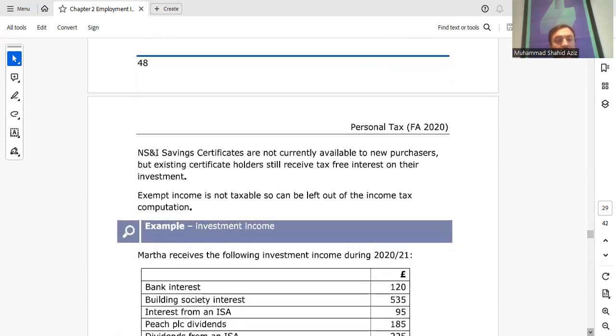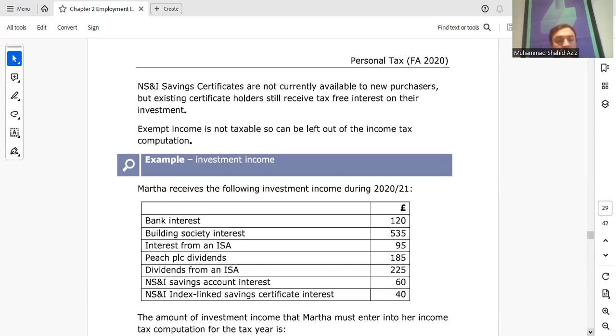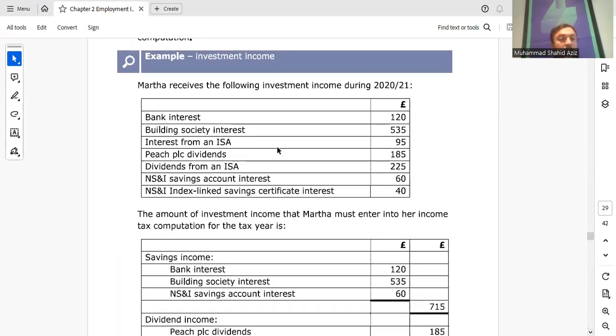So let's see an example to understand more. Martha received the following investment income during 2020-21. What we need to do is see which income is taxable and which one is not. Bank interest 120, yes, it is taxable. Building society interest 535, yes, it is taxable. Interest from an ISA 95 pounds, no, it is not taxable.